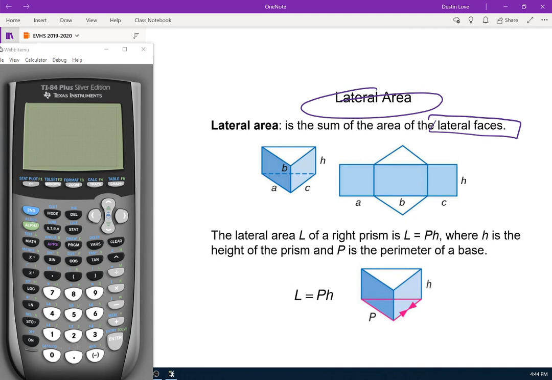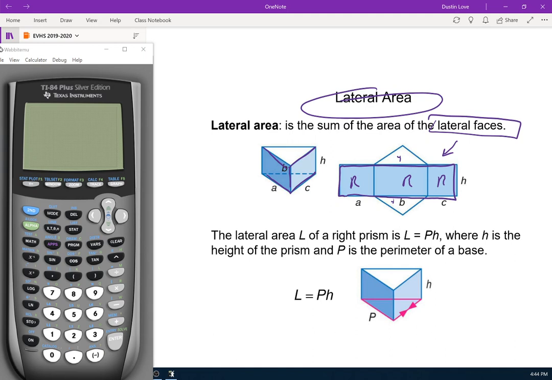Basically, if I was to take this triangular prism and cut it along the two triangles here, and then unfold it, we would get this particular set of shapes. Now, notice again, triangle, triangle, rectangle, rectangle, rectangle. All the rectangles are the lateral faces. The triangles are the bases. The lateral area is the sum of the lateral faces, which is essentially just these guys here, this large rectangle.